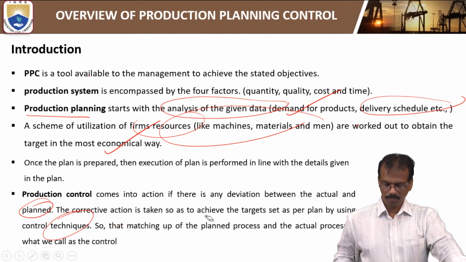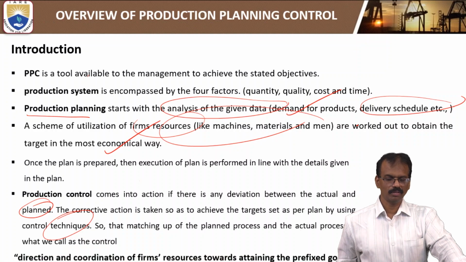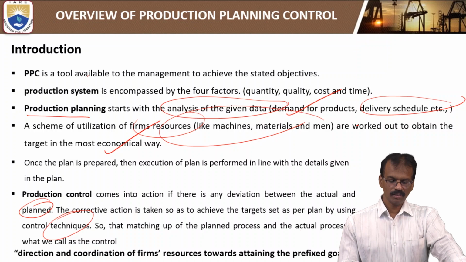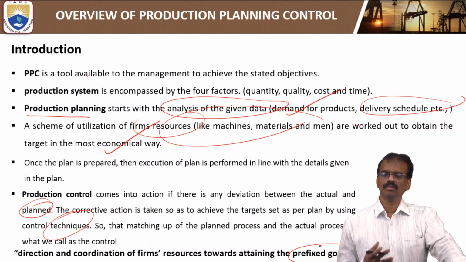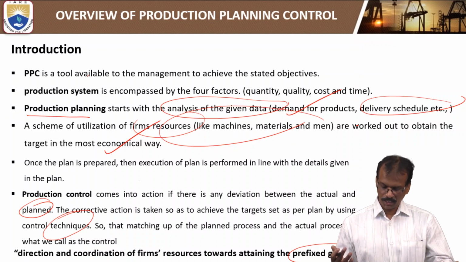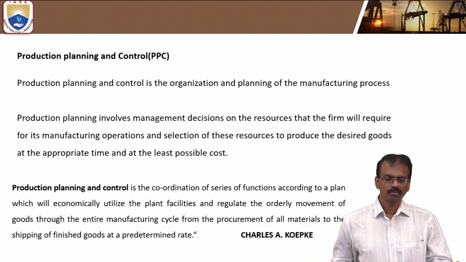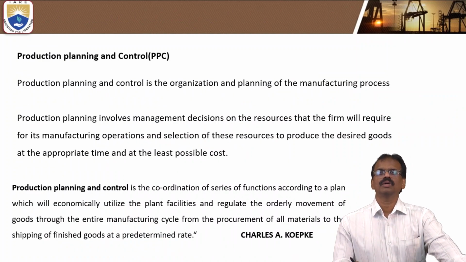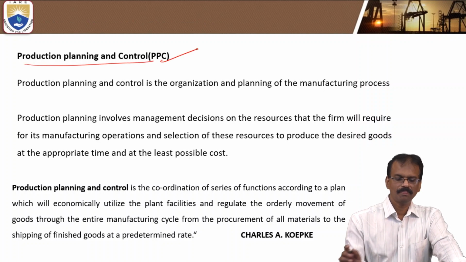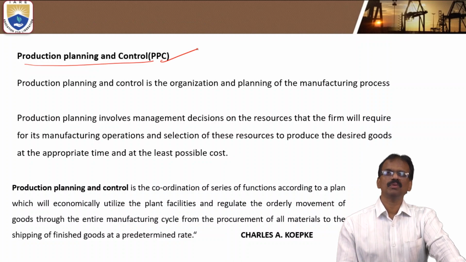So these are a brief introduction already covered in the previous class. You can say direction and coordination of the firm's resources towards attaining the prefixed goals. Prefixed goals means required quality, required quantity, optimized cost and less time. We know that. So we'll see a few aims of production planning and control.